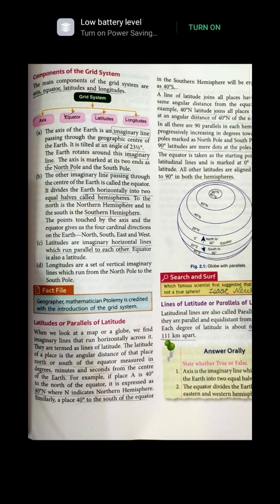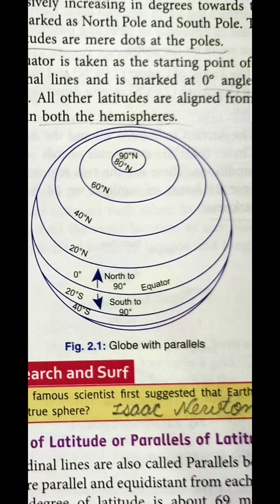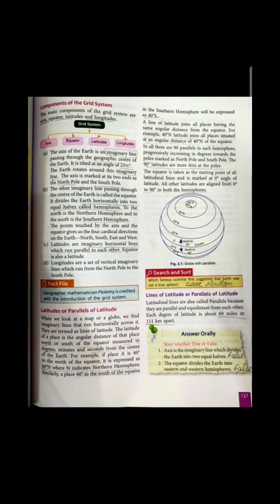Okay, so latitudes are imaginary horizontal lines which run parallel to each other. The equator is also considered a latitude. On the contrary, what are longitudes? The lines which run from the North Pole to the South Pole. Here you may check out, this is the North Pole, and below there is the South Pole. It runs from the North Pole to the South Pole. We will discuss latitudes and longitudes in detail in the further parts.